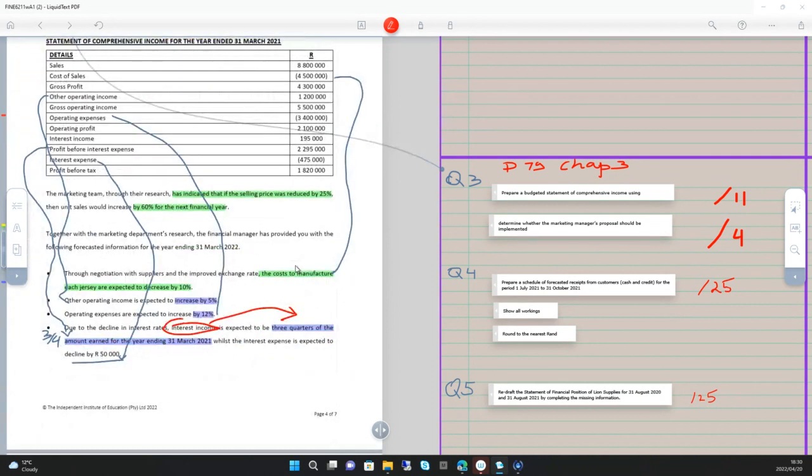But in any case, we did an example together in class, remember? Go on page 79 of chapter 3. And I'm not too sure if I managed also to share my notes.